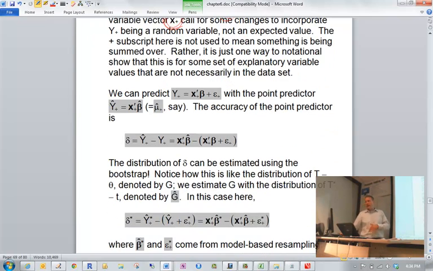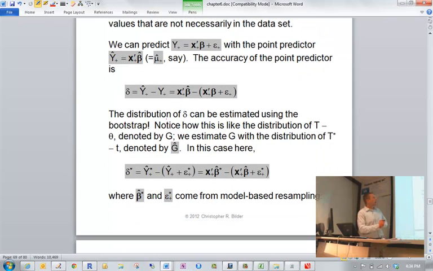So what is y plus in terms of our assumed model? Well, it's the transpose of x plus times beta, plus epsilon plus. That's what y plus would be. We'll talk about resampling shortly. So this is y hat plus, the estimated value, a point estimate for y plus, which is just, as you would expect, x plus transpose times beta hat.